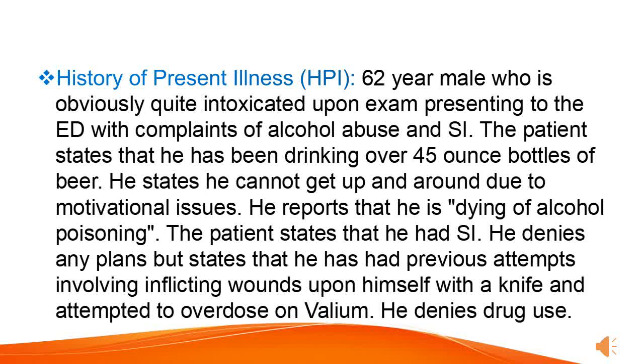History of present illness, HPI: 62-year-old male who is obviously quite intoxicated upon exam presenting to the ED with complaints of alcohol abuse and SI. The patient states that he has been drinking over 45-ounce bottles of beer. He states he cannot get up and around due to motivational issues. He reports that he is dying of alcohol poisoning. The patient states that he had SI. He denies any plans but states that he has had previous attempts involving inflicting wounds upon himself with a knife and attempted to overdose on Valium. He denies drug use.